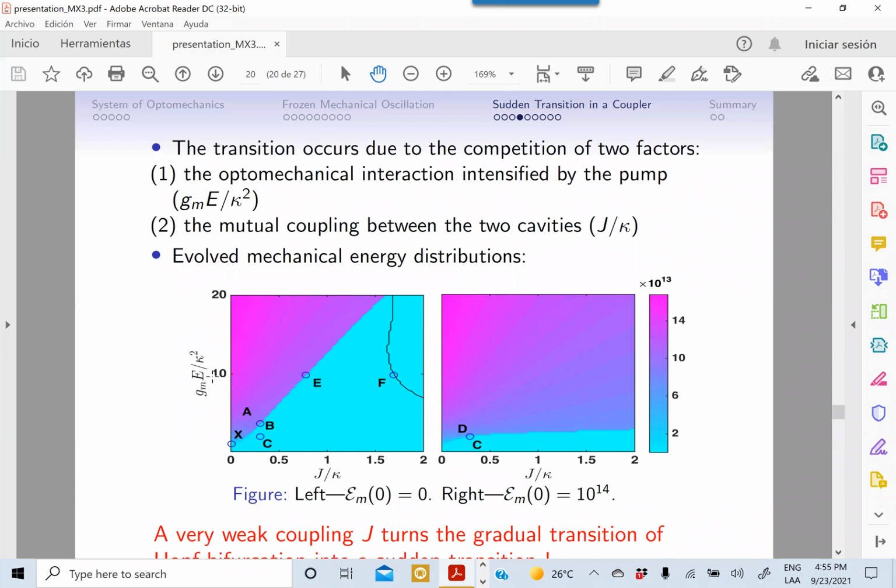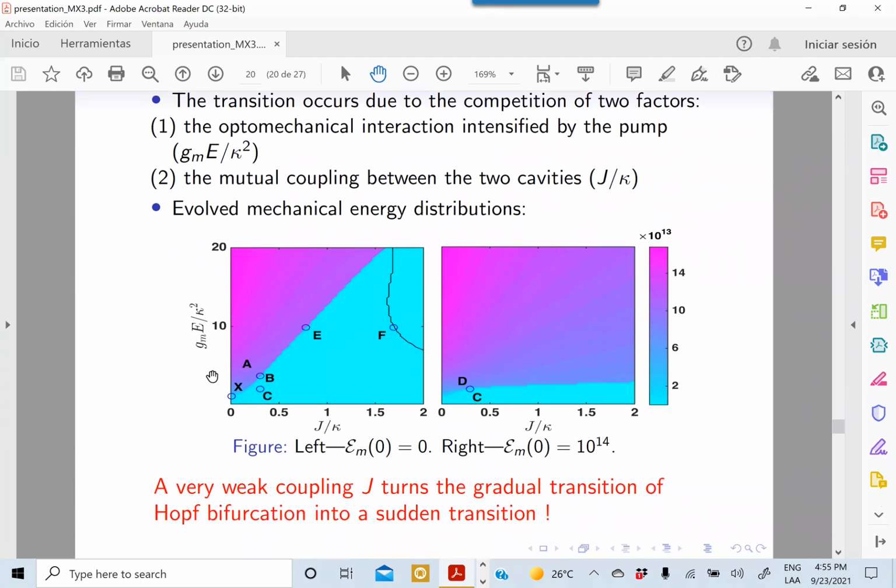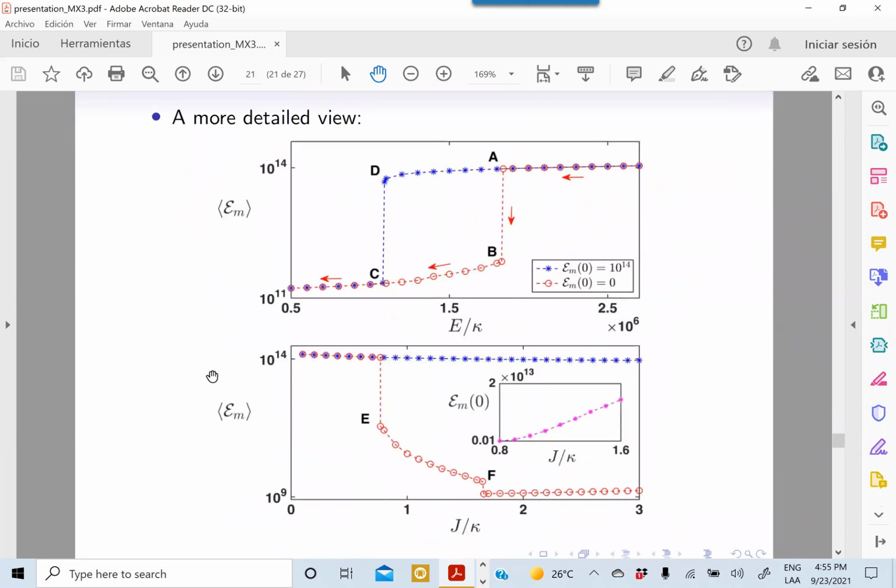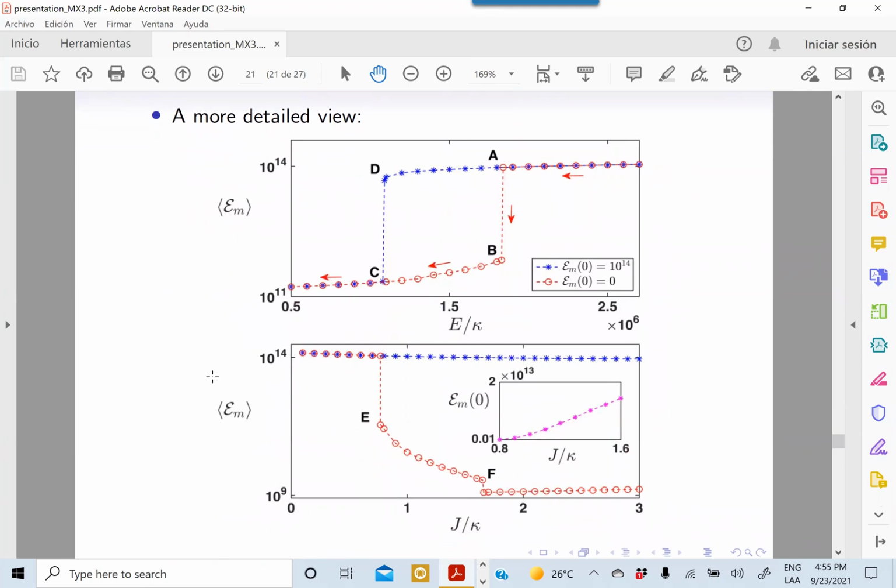This sudden transition, how to look at the detailed view? We just make two cross sections. One of the cross sections is along the vertical, from point C to B. The other is along the horizontal line to E and F. We will see that the transition is very clearly displayed with this cross section, which shows that the transition for different initial conditions occurs at different places, like this.